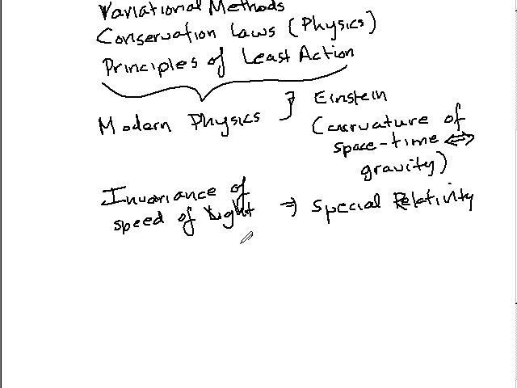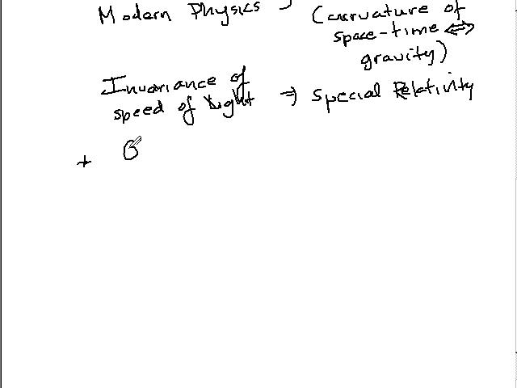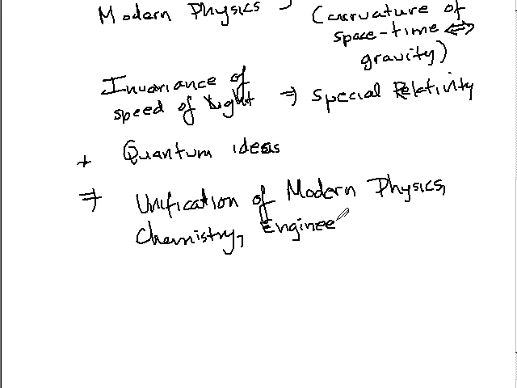And finally, what we talked about, if you throw into the mix the ideas of quantum mechanics, which come from the very earliest ideas of atoms, from Democritus, throw those into the mix in the sense that you have quantum ideas, this essentially gives you all the ideas of the modern explanation of physics. So this gives you the unification of modern physics, chemistry, engineering, etc. And so this essentially gives us our pictures of the universe.